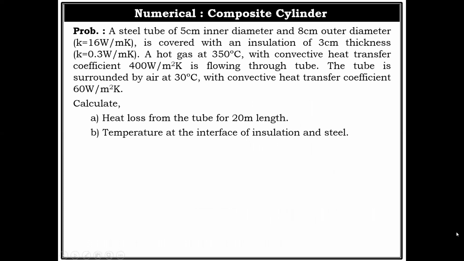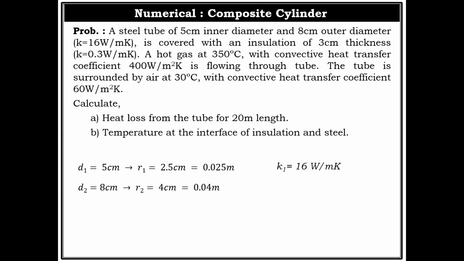Now let us see one numerical on a composite cylinder. The statement is: a steel tube of 5 centimeter inner diameter. So diameter 1, inner, is 5 centimeter, and if I convert into radius, R1 is 2.5 centimeter, equal to 0.025 meter, and 8 centimeter outer diameter. So D2 is 8 centimeter, converted to radius, R2 is 4 centimeter, equivalent to 0.04 meter.